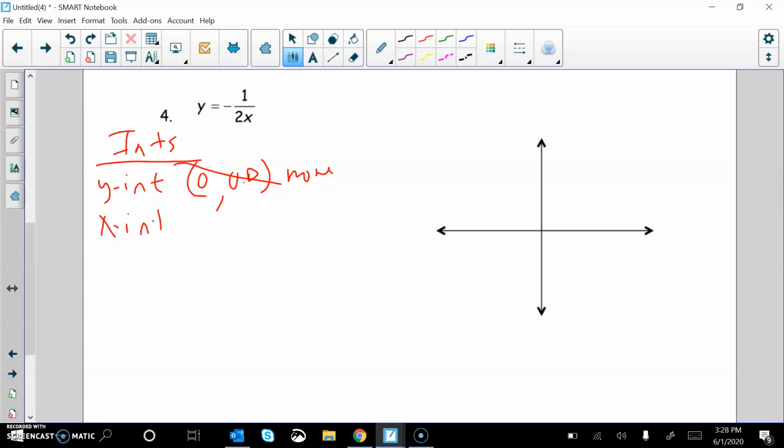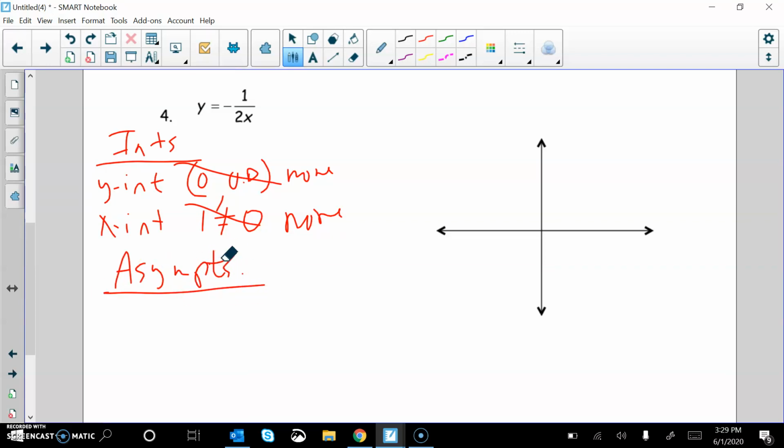X-intercepts. When is the numerator equal to 0? Numerator is 1 or -1, doesn't matter. It's never equal to 0. So no x-intercepts.